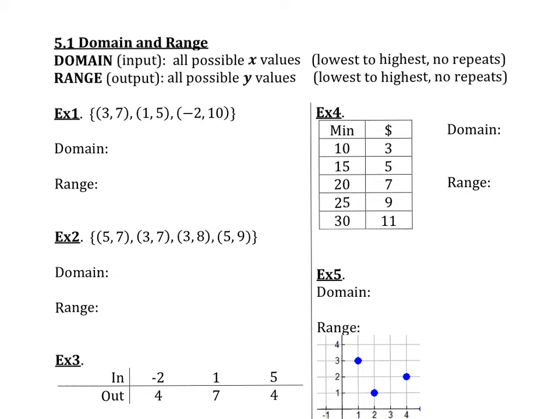Okay, we are going to do a little bit of chapter 5. Chapter 5 is on functions. Okay, so the first property of a function is that a function has a domain and a range. The domain is the input values or all the possible x values.